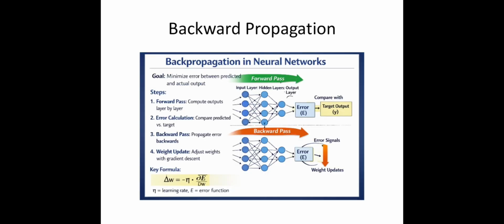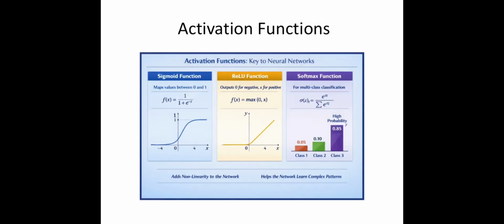Backward propagation. Backward propagation is the learning phase. The error is sent backward through the network. Using the chain rule of calculus, gradients are calculated for each weight. Then weights are updated using the gradient descent algorithm. This process reduces the error step by step, allowing the network to improve its predictions over time. Next slide, activation functions.